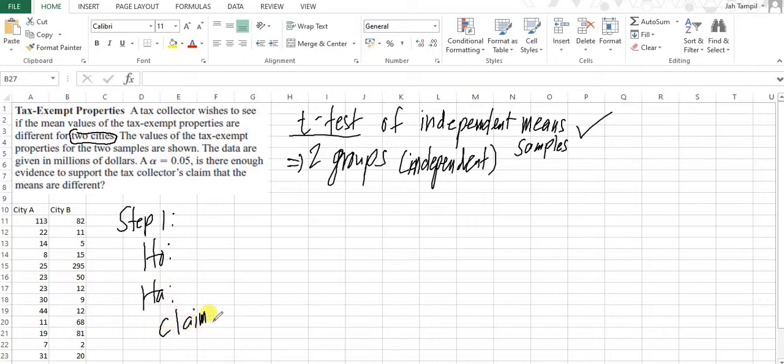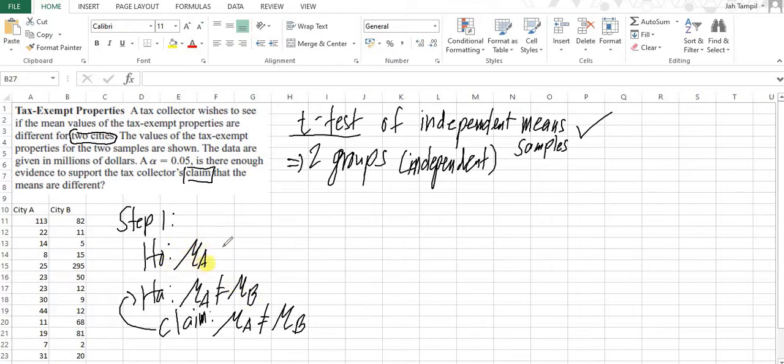So first, let's look at the claim. The claim is this. The word claim is there, that the means are different. So when we say different, they're not equal. So the mean of city A is not equal to the mean of city B. And since this is not equal, this should be our alternative hypothesis, that the mean of A is not equal to the mean of B. Therefore, our null hypothesis would be the mean of A is equal to the mean of B. So that is our step 1.